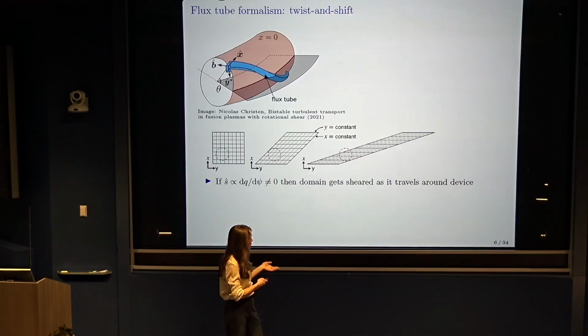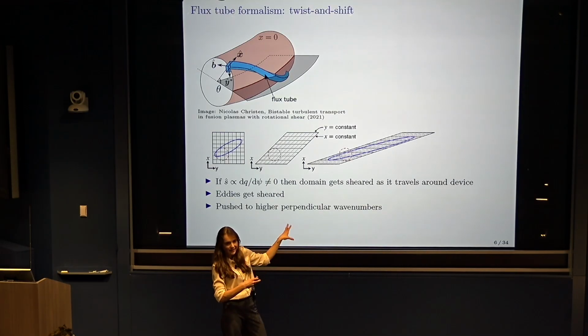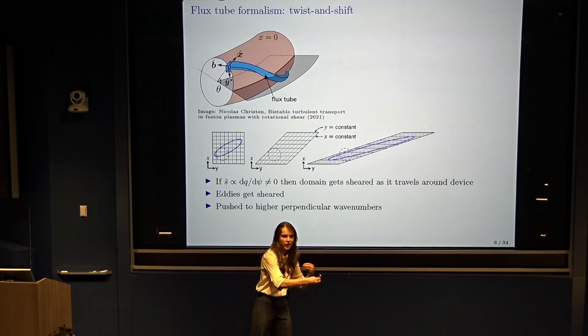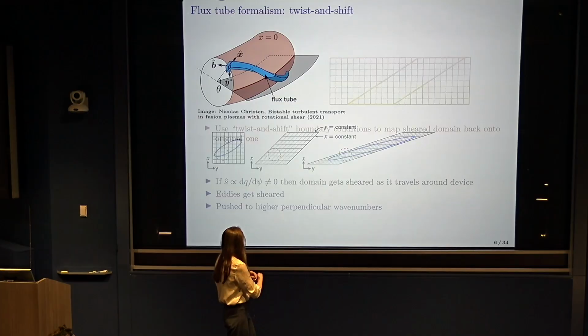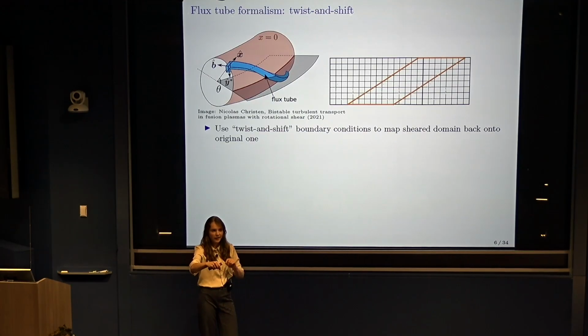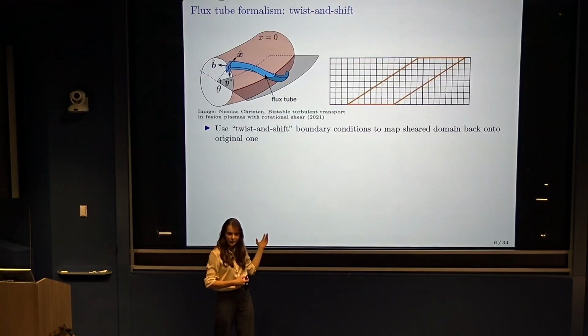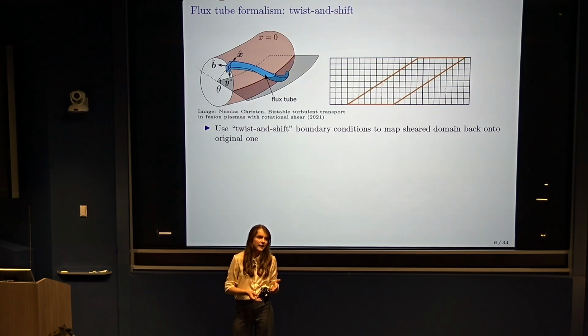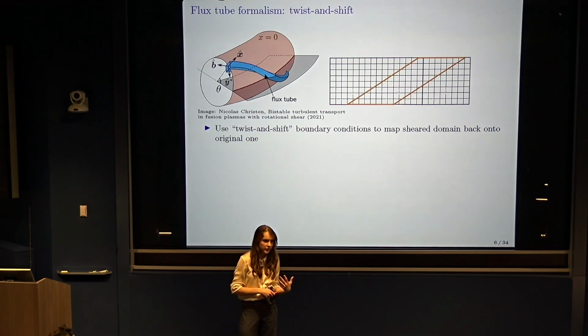So we end up with two different problems. Oh, and also the eddies within them are going to get sheared to higher wavenumbers. So if I have a turbulent eddy existing in my box, it's getting pushed to higher and higher wavenumbers. So we have a problem now, because the two edges of my domain are not necessarily in the same location on the device, right? You saw they kind of ended in thin air, but also I have this sheared box now. And somehow I want to connect these two things together. And this is where the twist and shift boundary condition comes in.